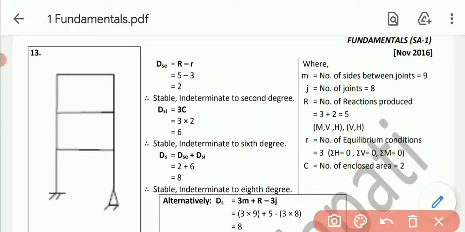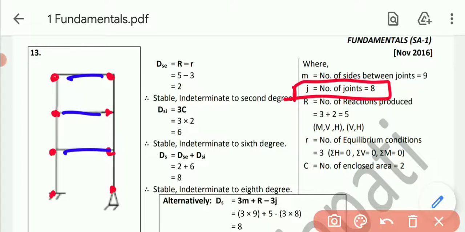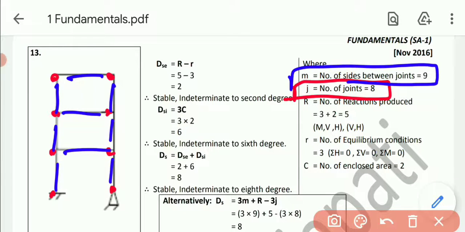Now alternatively, we need the value of J: 1, 2, 3, 4, 5, 6, 7, 8. So the total number of joints is 8. M is the number of sides between the joints: 1, 2, 3, 4, 5, 6, 7, 8, 9. So the number of sides between the joints is 9.